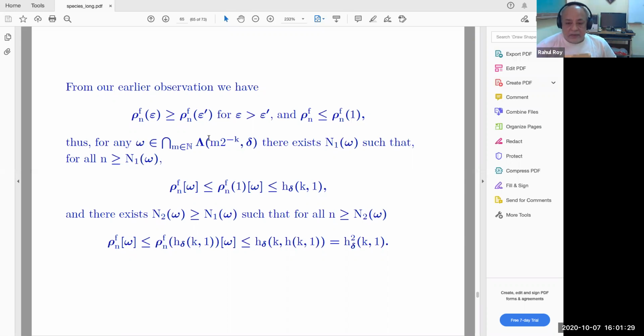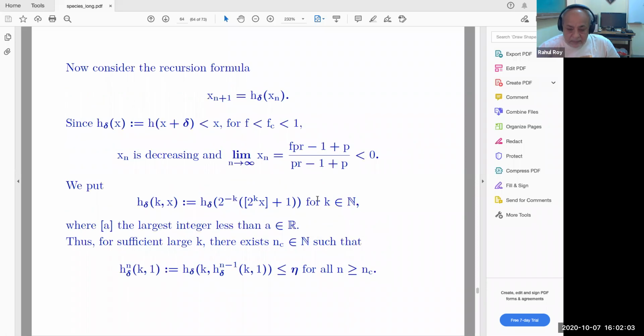Therefore, if I look at this intersection, which has probability 1 because each of them had probability 1, if omega is in this intersection, there exists an n1 of omega such that for that omega, and for the actual process, the proportion to the left is less than or equal to the proportion for the new process at 1. But for that, by my bootstrapping, I could get it to be less than eta, which is h delta k at 1, which we saw is less than eta for n bigger than nc.